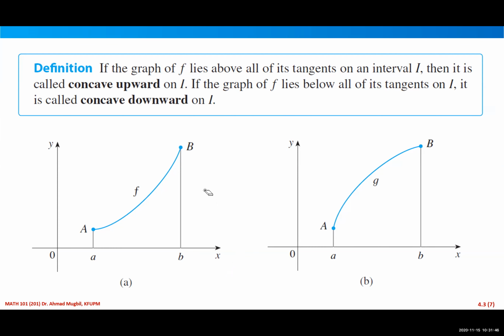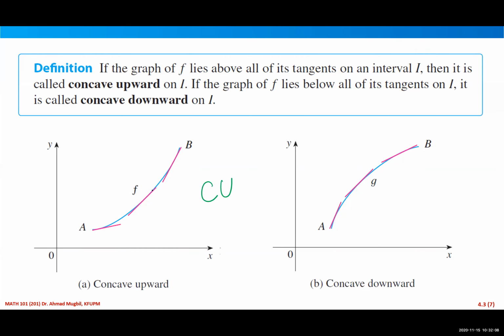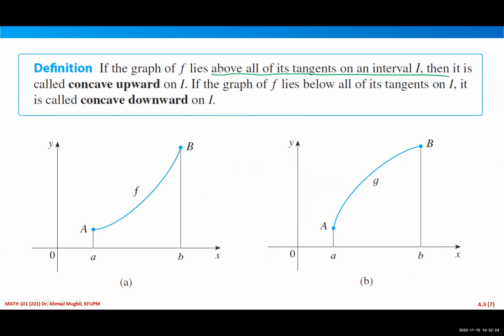Formally, how do we define that? If the graph of a function lies above all of its tangents on a specific interval, then it is concave upward. Look at this graph. Is this concave up or down, Shabab? Up. If you draw any tangent for this graph, it will be below. The graph is lying above its tangents. But when the graph lies below its tangents, it is concave down. So this is concave up, this is concave down.